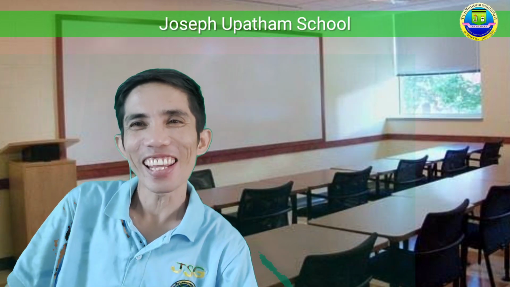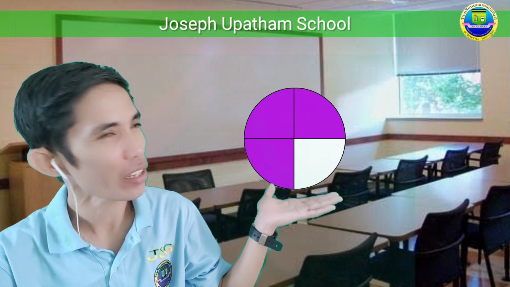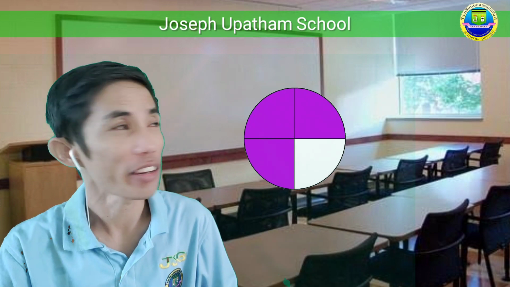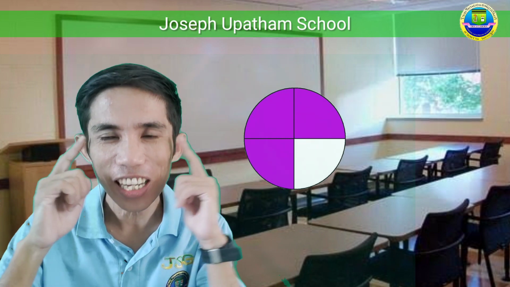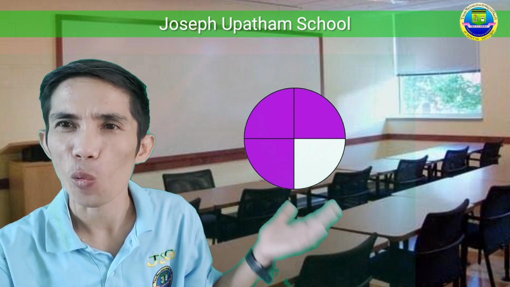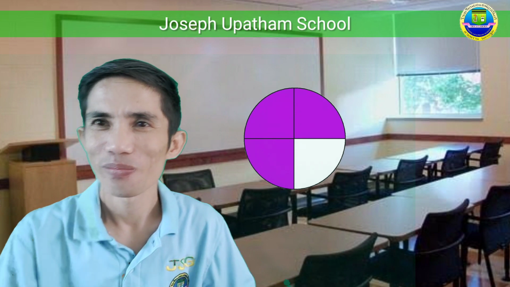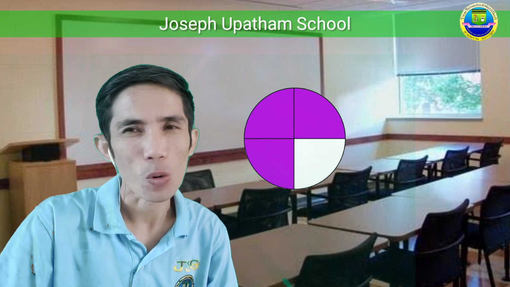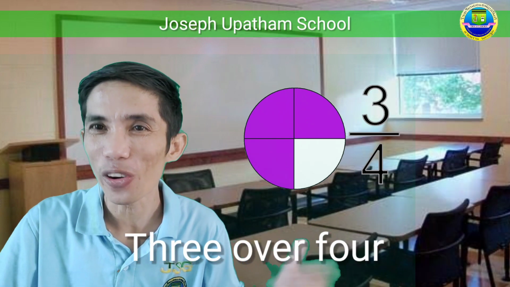Okay, let's have some examples now using some figures. Example number 1. Using this figure, what fraction is represented by the shaded parts? Remember, don't be confused. I am referring to the shaded parts. Think. What is your answer? Wow, very good. That is 3 over 4.